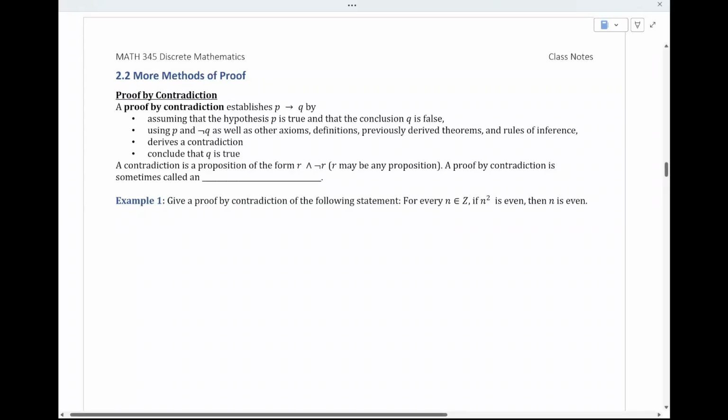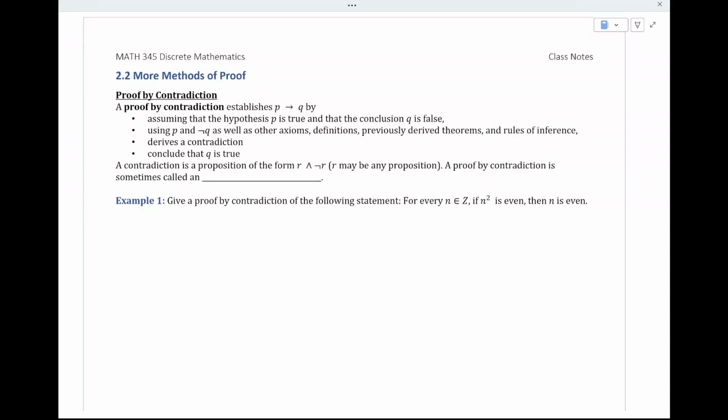Hi, hello, welcome. This is Discrete Mathematics, and today we are talking about section 2.2, more methods of proof. In this section we're going to talk about 5 different types of proofs. The first one is one that comes in quite handy, and that is a proof by contradiction.